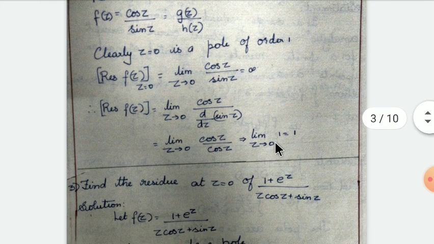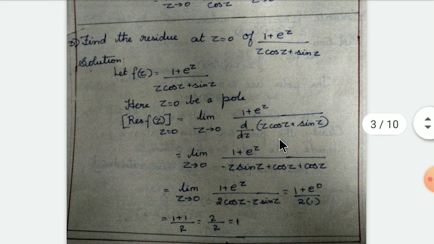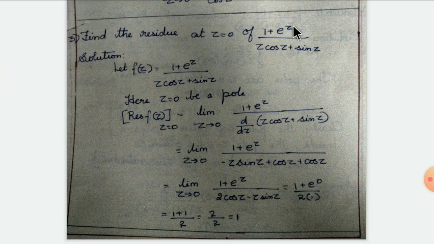Clear? So the third one: find the residue at the pole z equal to 0 of (1 plus e power z) by (z cos z plus sin z). So here z equal to 0 is clearly given. So I would like to once again differentiate the denominator with respect to z. We use the uv formula. So u is z, v is cos z. So uv dash plus vu dash, the first term. u is z, v is cos z. Cos z differentiation is minus sin z. So minus z sin z plus v, v is cos z, u is z, z with respect to z is 1. So it is simply cos z.